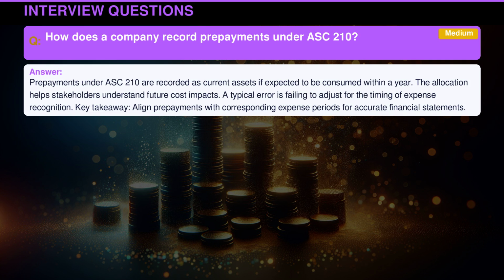Prepayments under ASC 210 are recorded as current assets if expected to be consumed within a year. The allocation helps stakeholders understand future cost impacts. A typical error is failing to adjust for the timing of expense recognition. Key takeaway: align prepayments with corresponding expense periods for accurate financial statements.